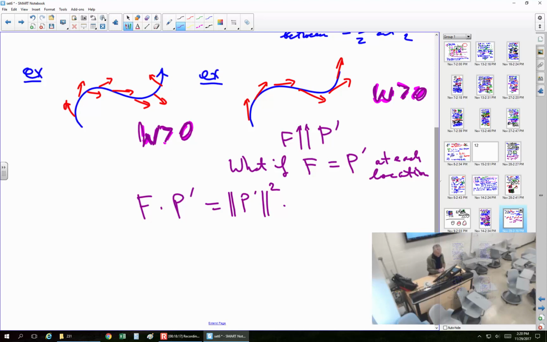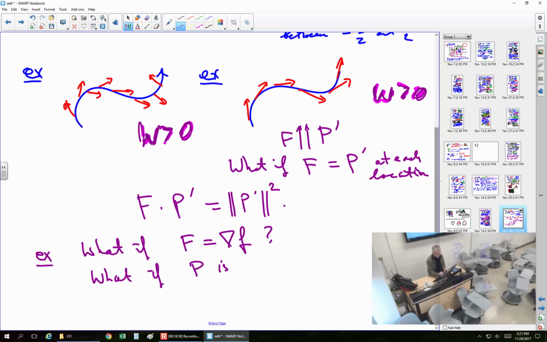On the other hand, we could see the opposite, and that is what if F is the gradient of some function of several variables. Remember, the gradient is a vector field. So suppose that the vector field we have been talking about is the gradient of some function. That's condition 1. And what if the second condition, P is a level curve? Then what?